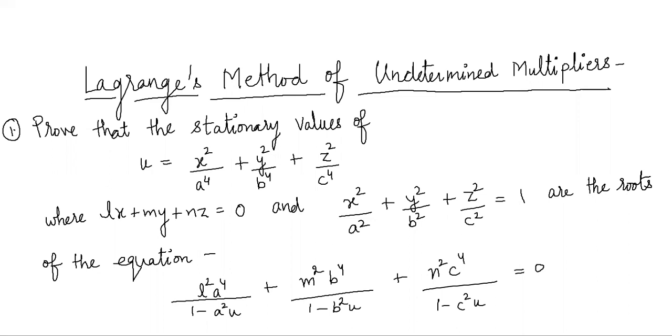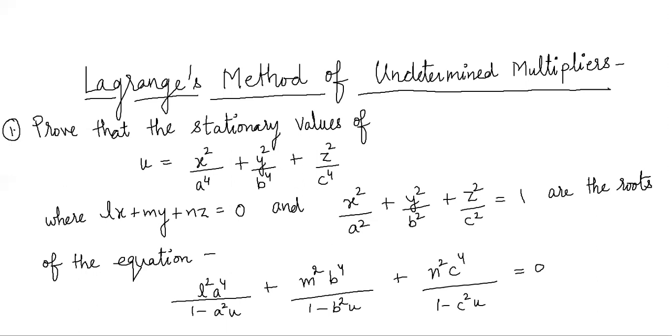If we compare this problem with the previous one which we discussed in the last video, what is the difference here? If you observe, in the previous question we had only one condition, only one constraint, but here we have two constraints. One is Lx plus my plus nz equal to 0, and the other is x square upon a square plus y square upon b square plus z square upon c square equal to 1.